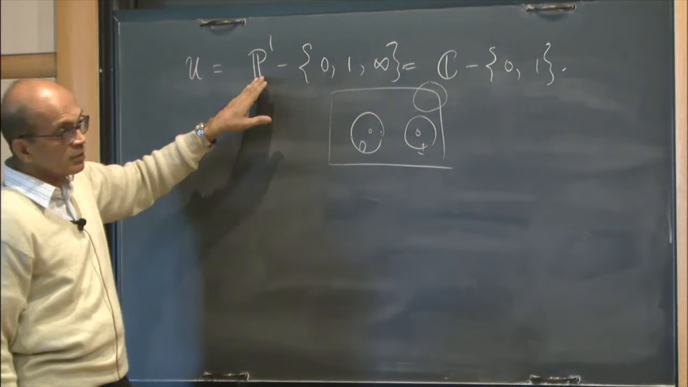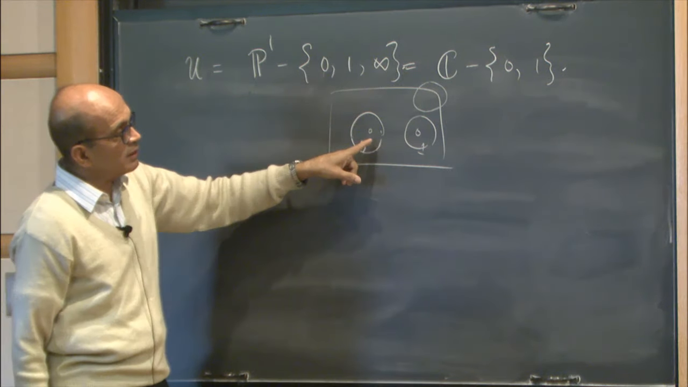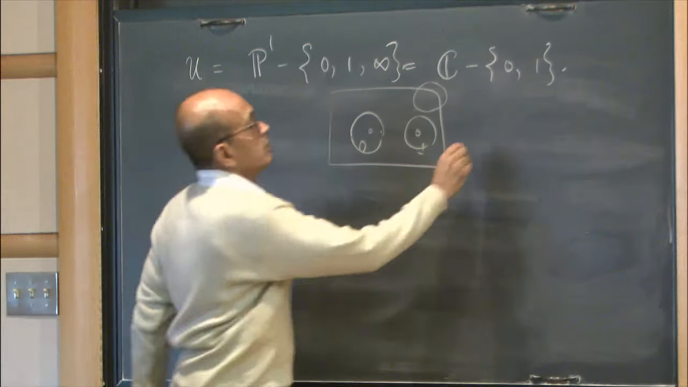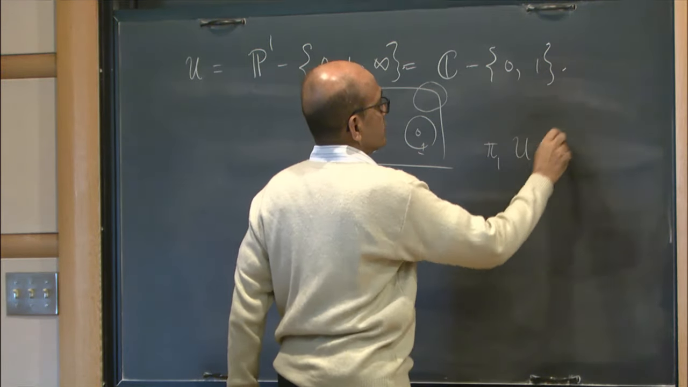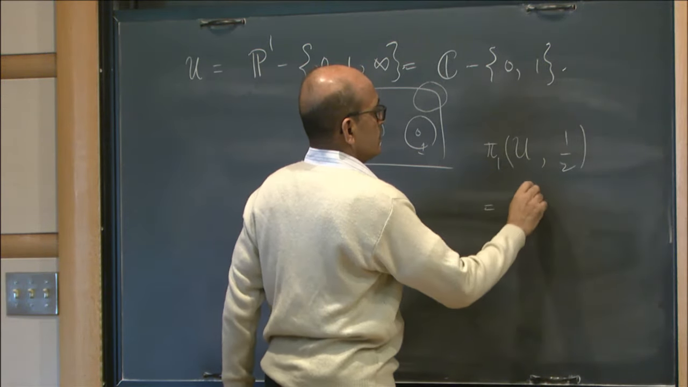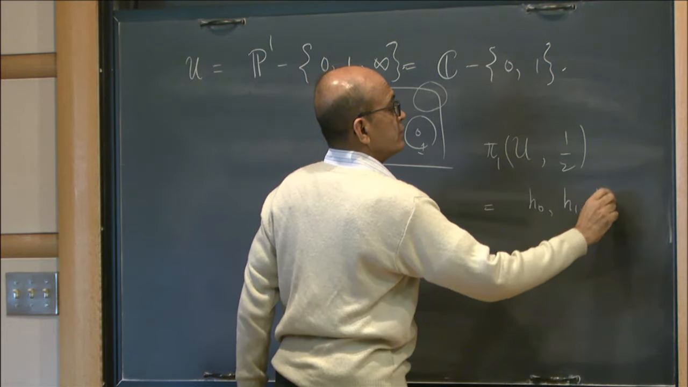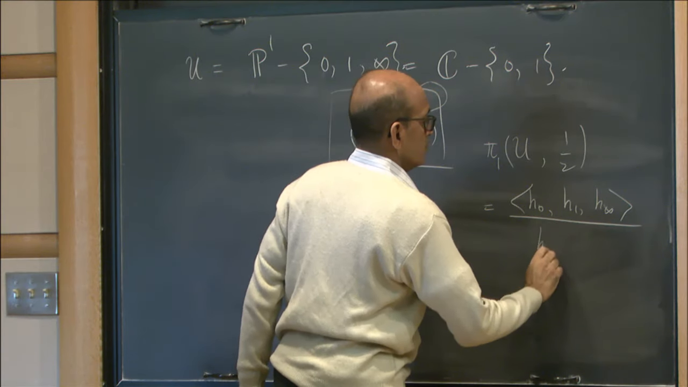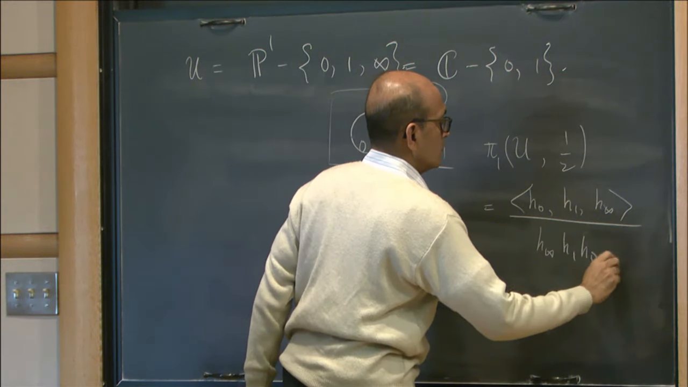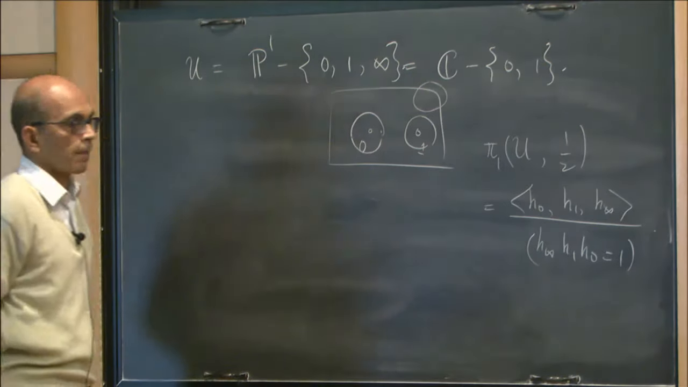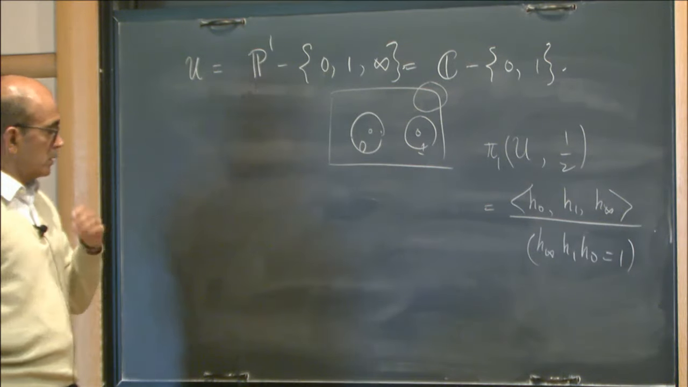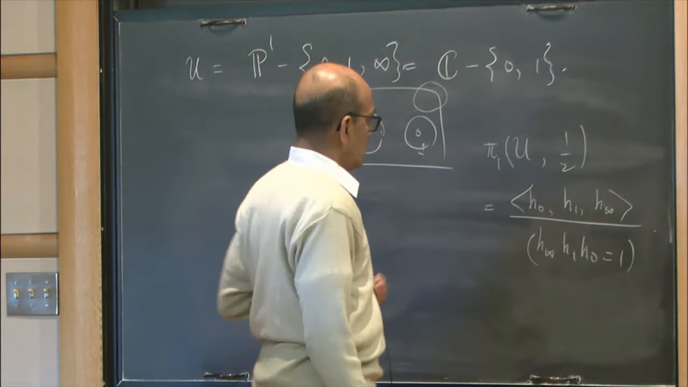generate the fundamental group, but they don't generate it freely. There is a relation. Phi 1 of u, let's say at half, is h naught, the free group generated by these guys, okay.